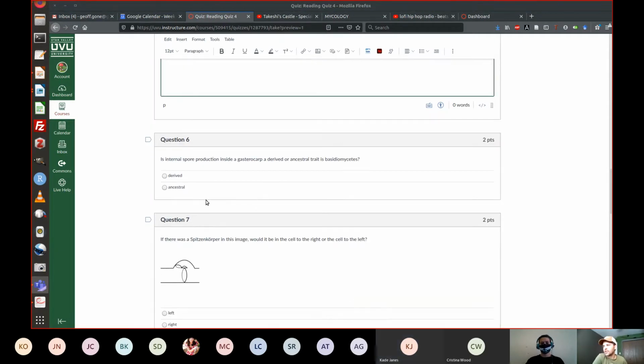Oh yeah, internal spore production. So gasteromycetes. Remember, they're not a real group, or they're not a monophyletic group. Okay, so is it derived or ancestral? If you look at the tree of basidiomycetes, they started out with external sexual spore production, right? Because they actually derived from ascomycetes, which do it externally. Most basidiomycetes still retain that, and so in a few cases they've independently evolved having their hymenium on the inside of their body, and so it's a derived trait.